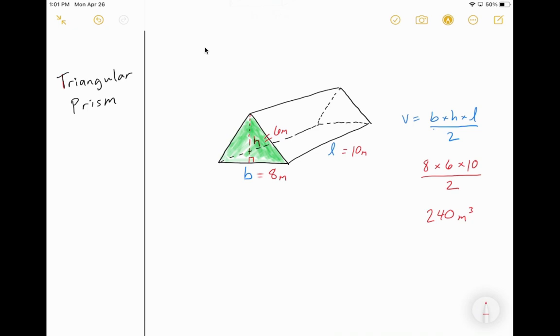All right. So again, the formula is V. V stands for volume, right? Volume is equal to base times height times length. Okay, and I'm using a cursive L because I don't want to use a regular lowercase l for 1. So this stands for length, right?